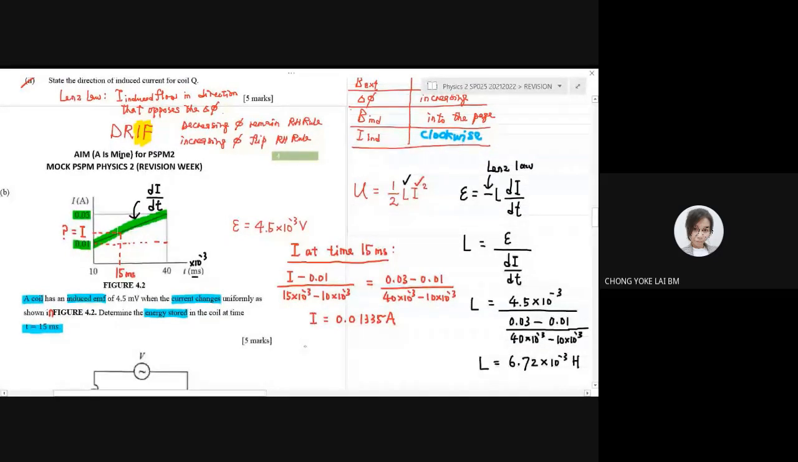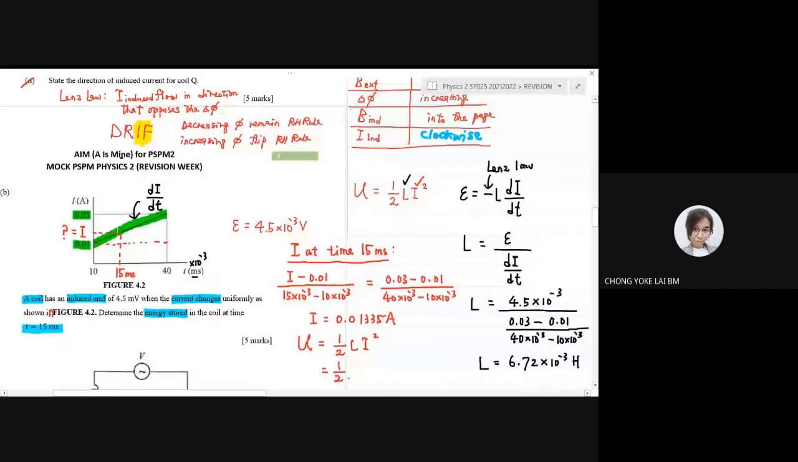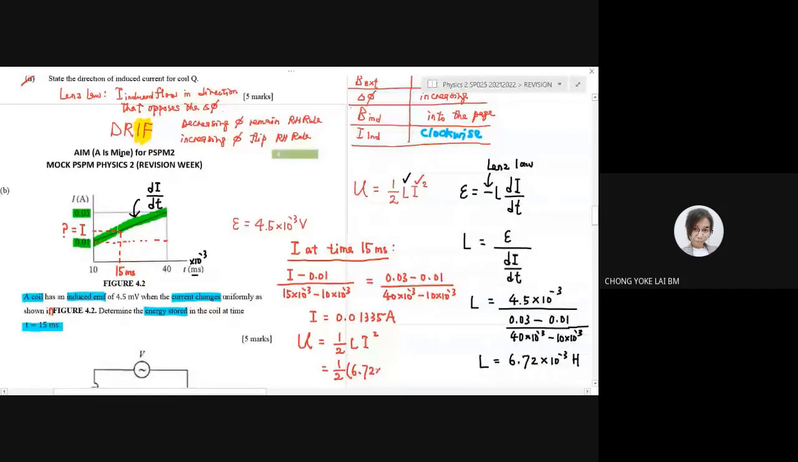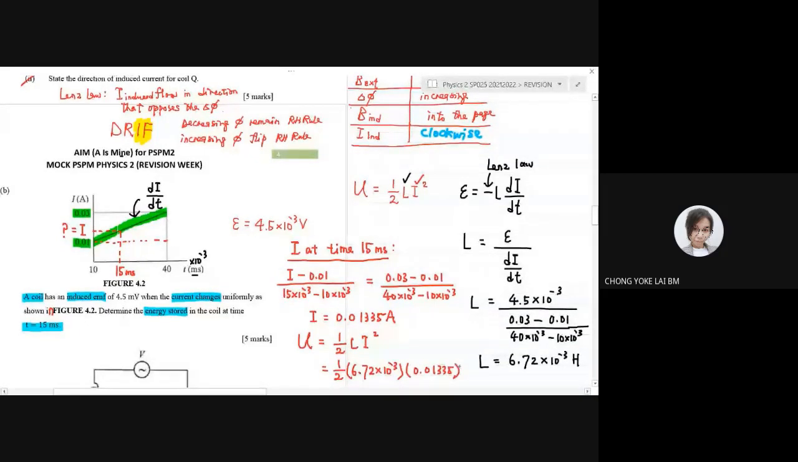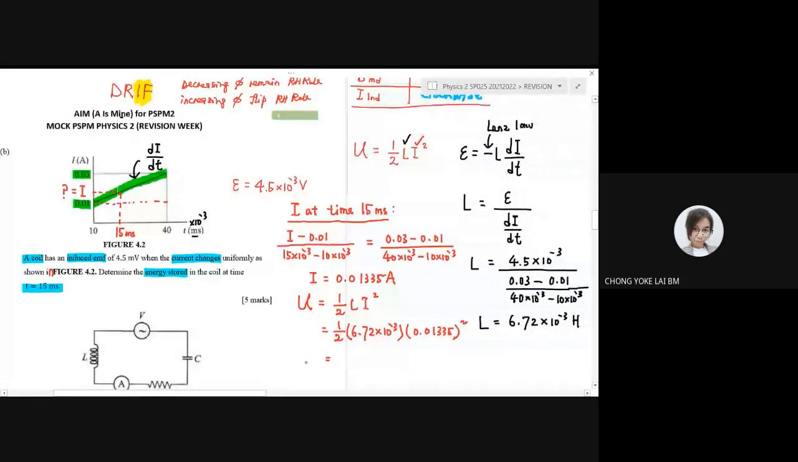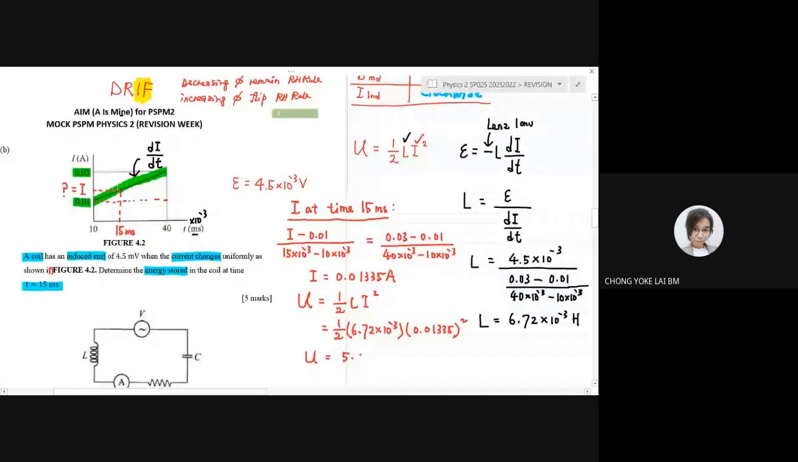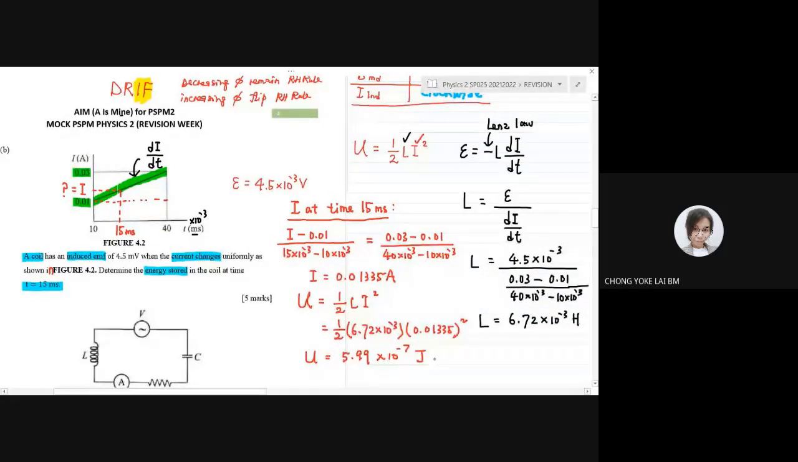Okay, dan kita dah dapat current. Dan baru kita cari energy store. So the energy stored will be half Li squared. So half the self-inductance 6.72 times 10 to the power of negative 3. The current at 15 millisecond is 0.01335 squared. And then we get the energy. The energy stored will be around 5.99 times 10 to the power of negative 7 joule. Unit jangan lupa. Okay, so then we solve question 4B.